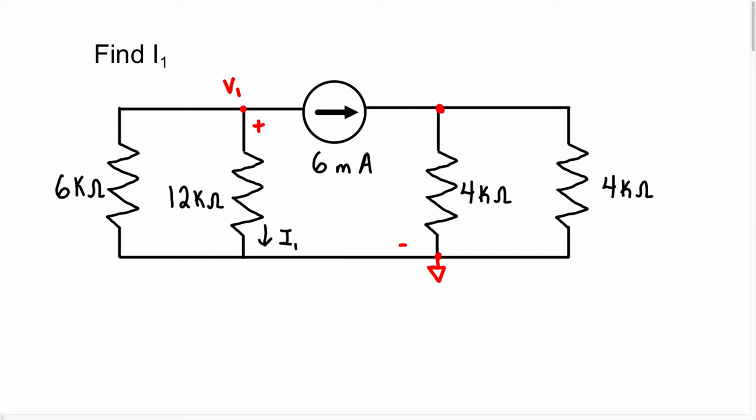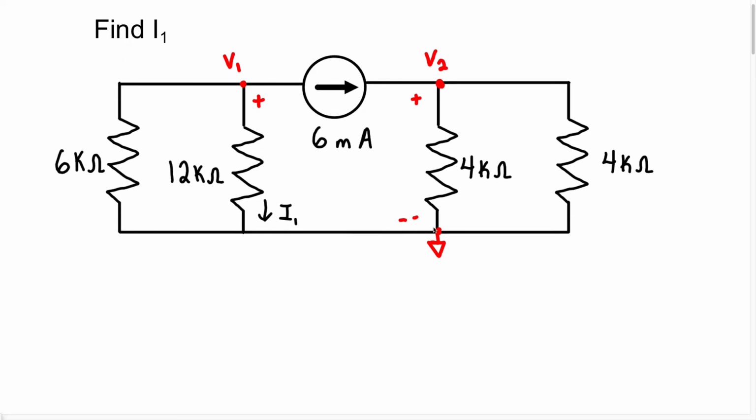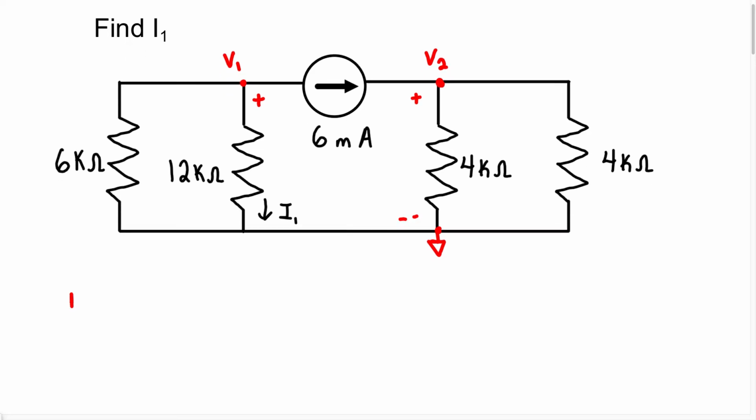Then we have node 2 with a voltage of V2, and the polarity is going to be positive to negative, I'm sorry. Positive to negative. Alright. Now, we're going to write node voltage equations. So we're going to start at node 1. Node voltage at node 1. So we're going to have the currents leaving this node going in this direction.